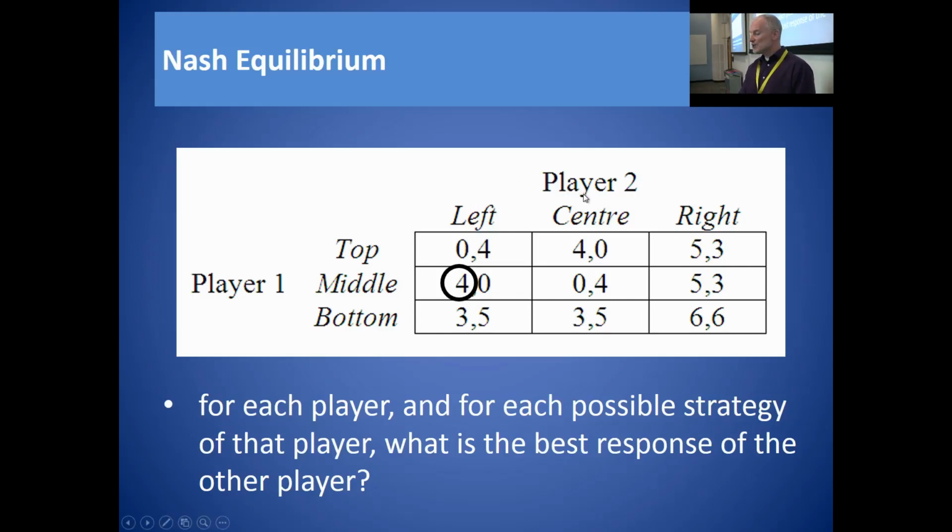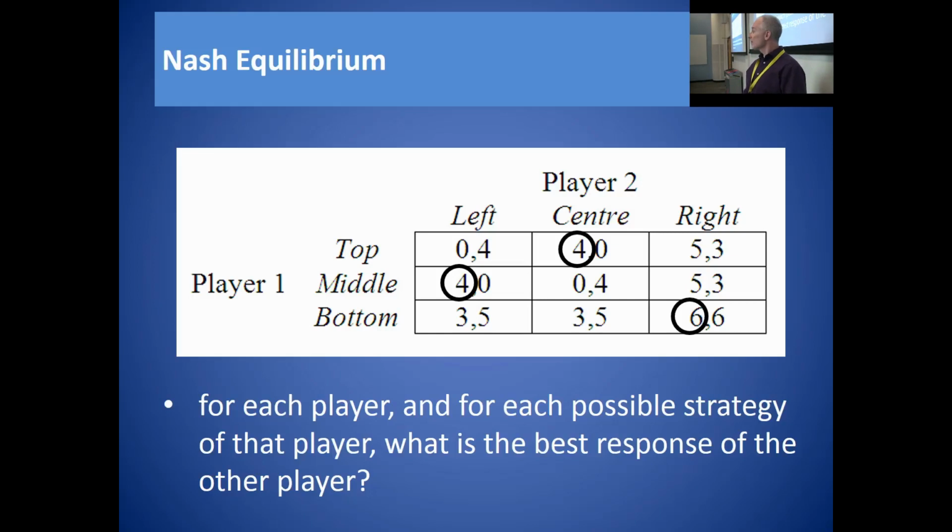If player 2 instead chose centre, the optimal response from player 1 is top with 4, or middle with 0, or bottom with 3. Obviously 4 is the most preferred outcome, so there you go. I'll put a circle around that. So if player 2 chose centre, the optimal response from player 1 would be to choose top. And then lastly, if player 2 chose right, player 1 would choose bottom, exactly 6, payoff of 6, as opposed to 5 in either of the other scenarios. And that's it for player 1. We've identified all of the best responses for player 1.